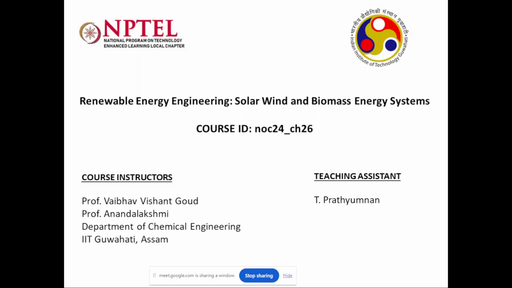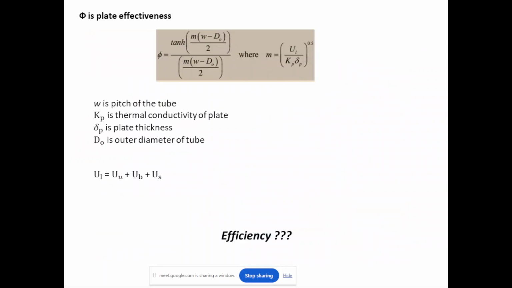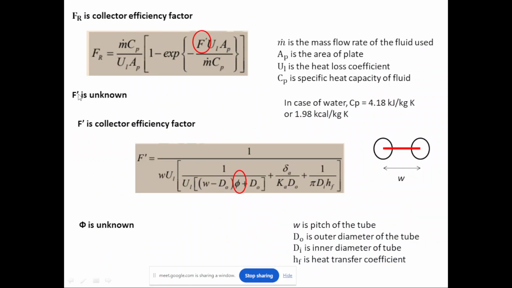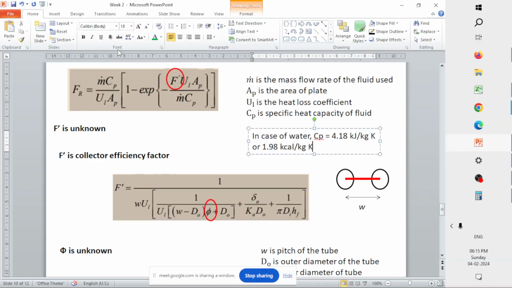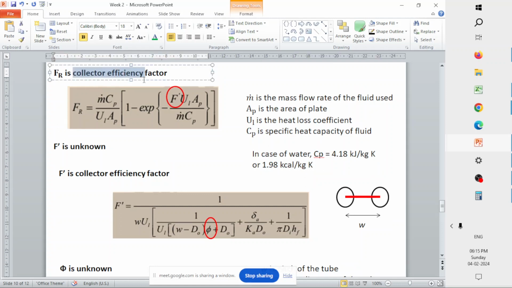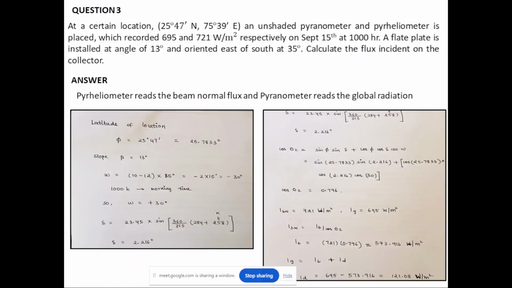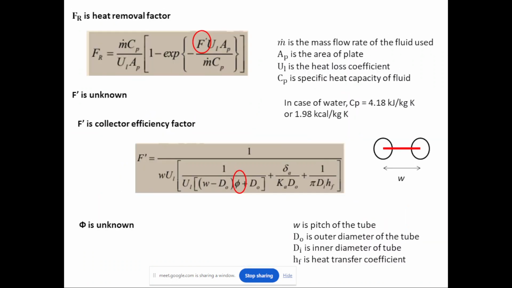So this is the expression. Now your F dash is unknown. I have written both here, this is my mistake. FR is your heat removal factor, and F dash is your collector efficiency factor. How much of the incident light is your collector being able to collect, take up? That is the collector efficiency.